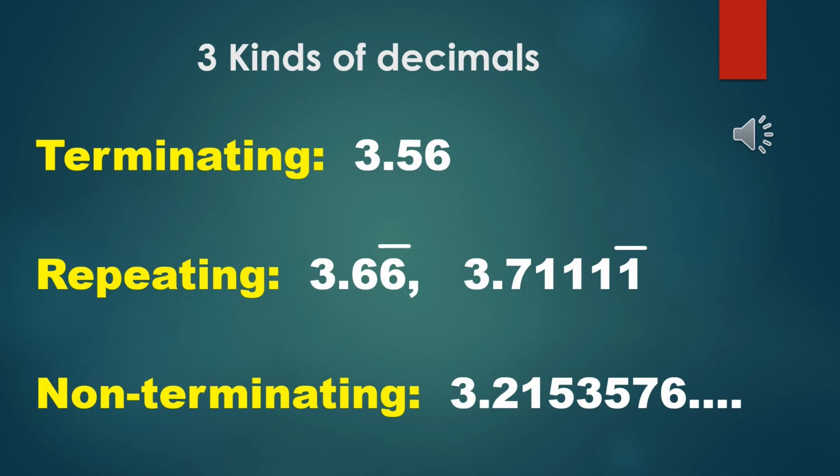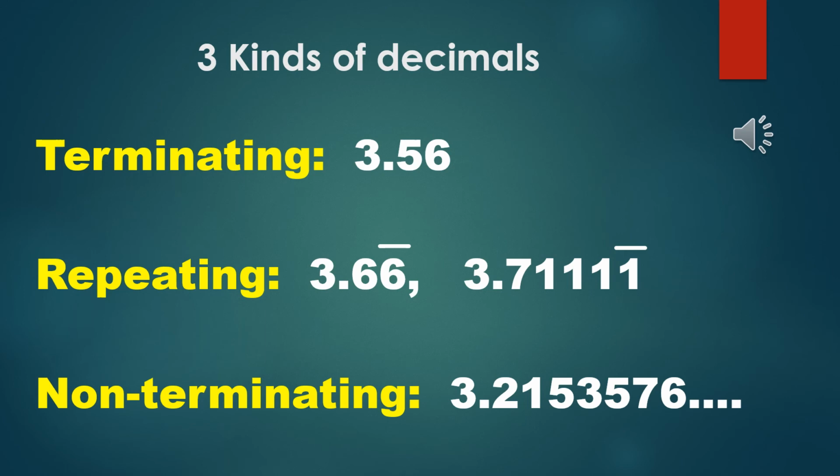It is called a terminating decimal. 3.56 is a terminating decimal because it has an exact end. It is 3.56 and nothing more than that.